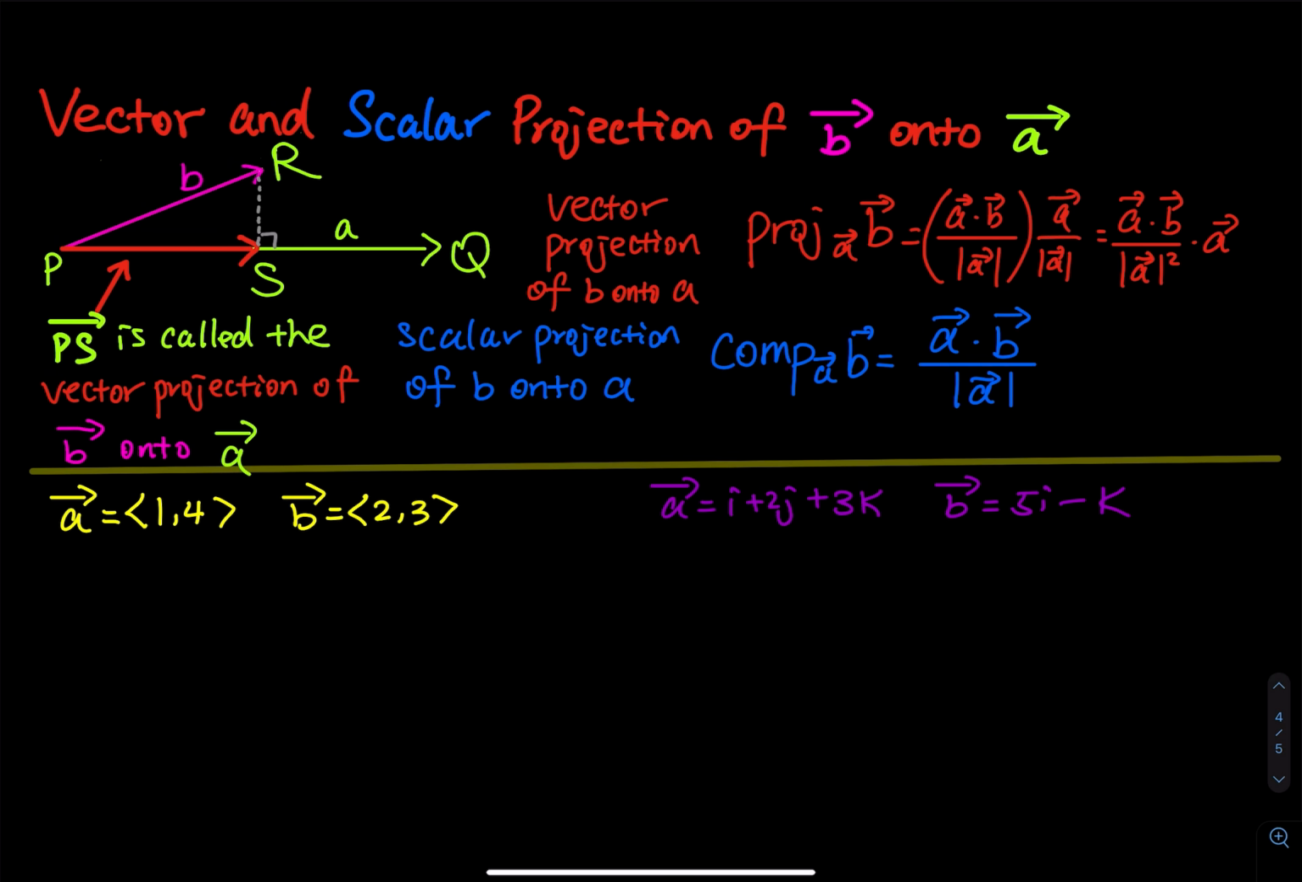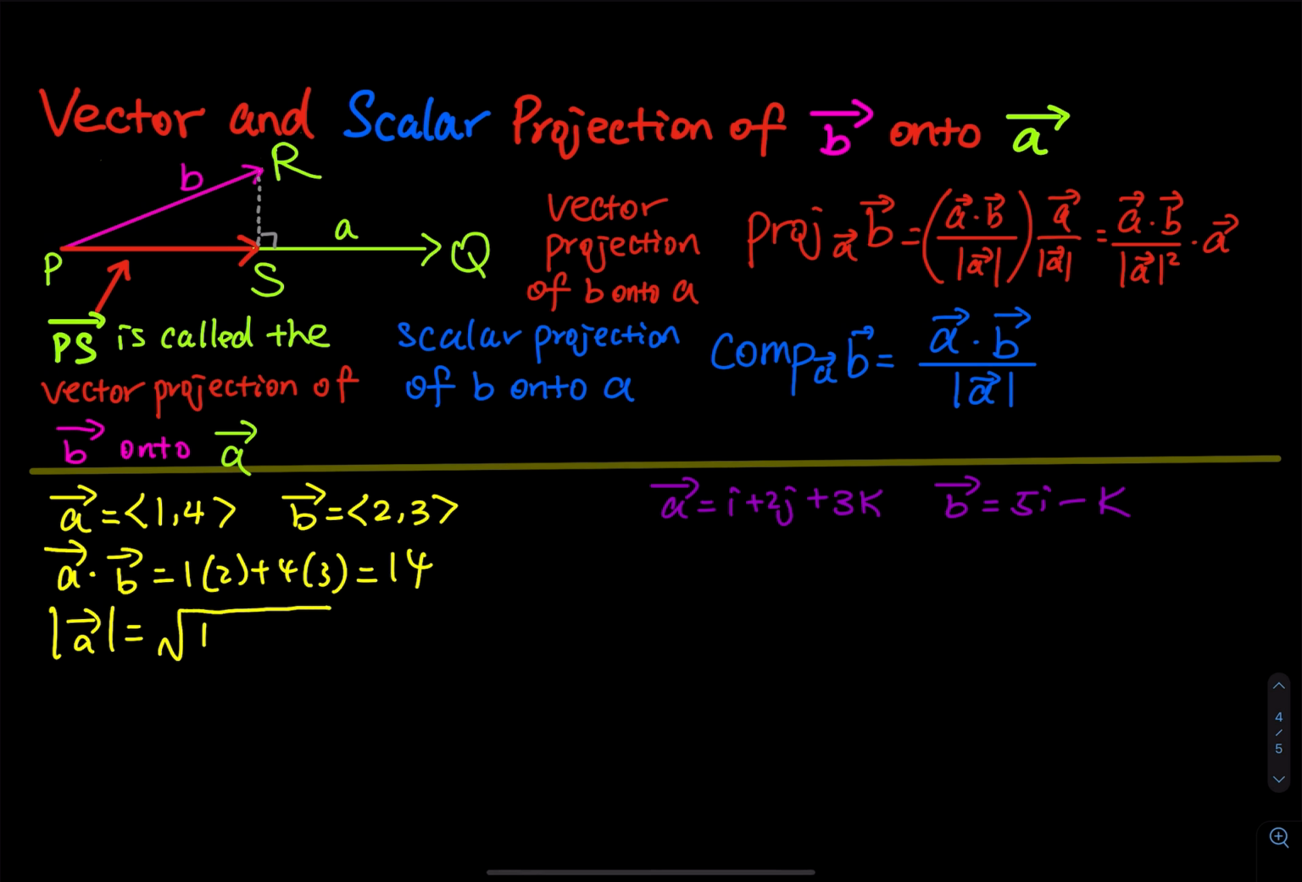The math is pretty simple, so let's match the color first. For the vector projection, I would like to find the dot product first. So we have A dot B, that is equal to 1 times 2 plus 4 times 3. That is equal to 2 plus 12, which is 14, and then the magnitude of A is equal to the square root of 1 squared plus 4 squared, 16 plus 1 is 17. So now we have all the ingredients to do the work.